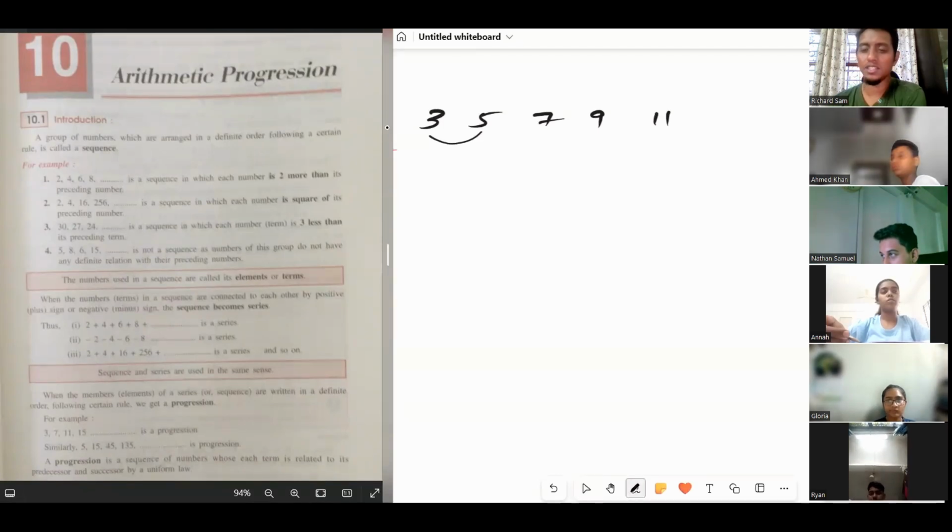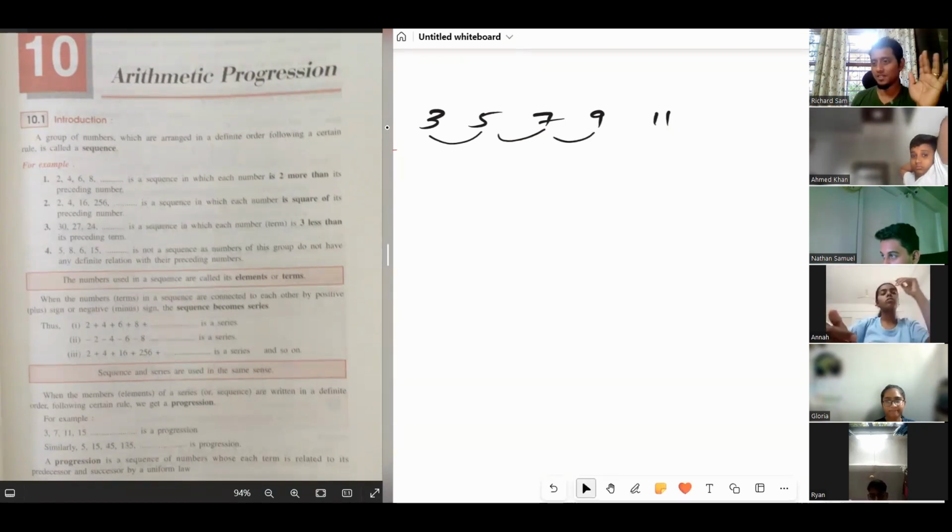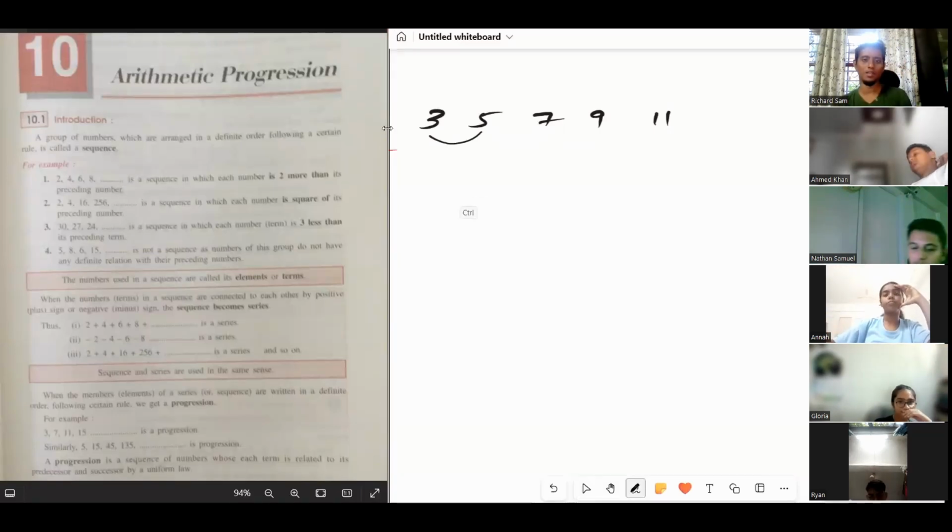If you do the right side number minus the left side number, you will get the difference. So 5 minus 3 is 2. Same way do 7 minus 5, that's also 2. 9 minus 7, 2. So any two numbers, if you take the difference, you will get 2. That is an arithmetic progression. Is everyone clear? What's an AP? Okay. Now let me give you another AP.